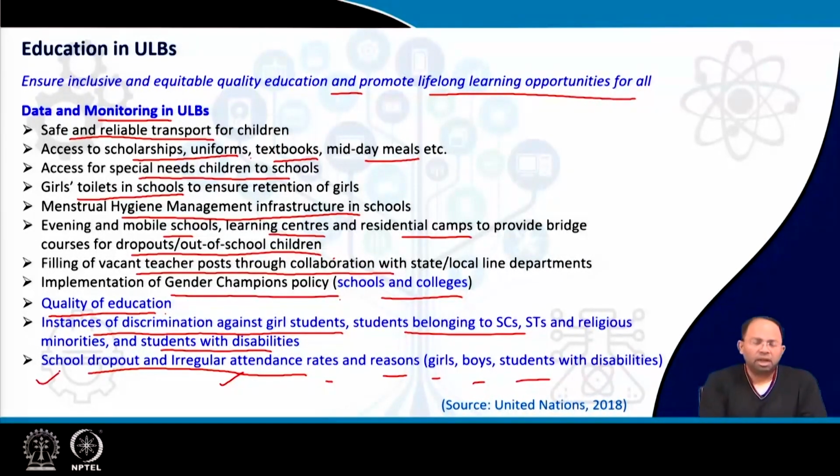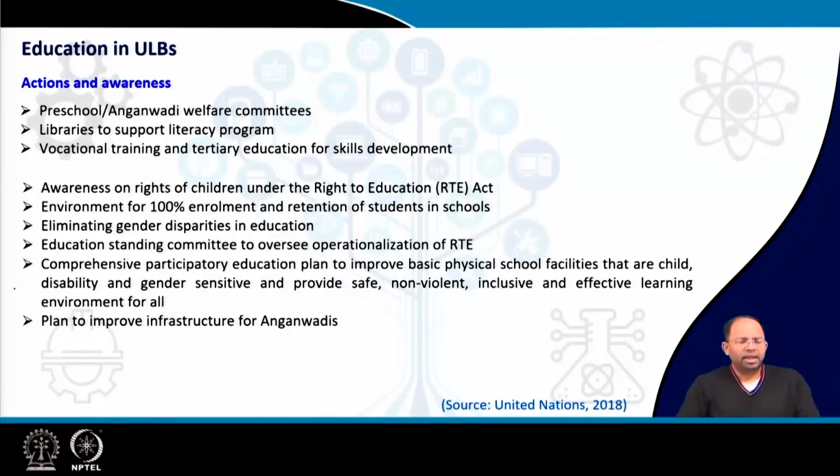So this will help us to understand how we can prevent these dropouts if I know the reasons for them. And similarly, discrimination and all has to be reduced. So these are the different things that we have to monitor and track at the urban level. So what kind of actions and awareness programs can we conduct?